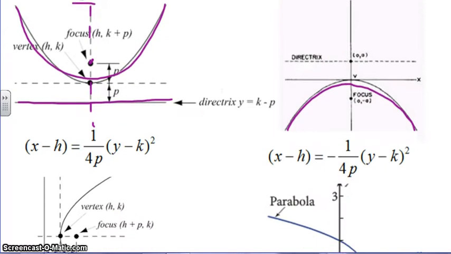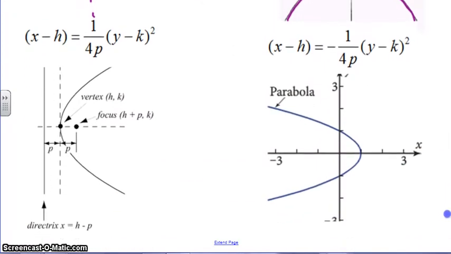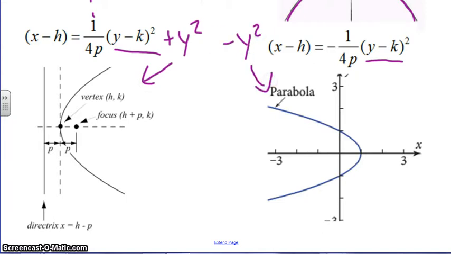The ones on the bottom, these are new. Notice that the y is squared. When the y is squared, it's going to open left and right. So positive y squared opens to the right, and the negative y squared opens to the left.